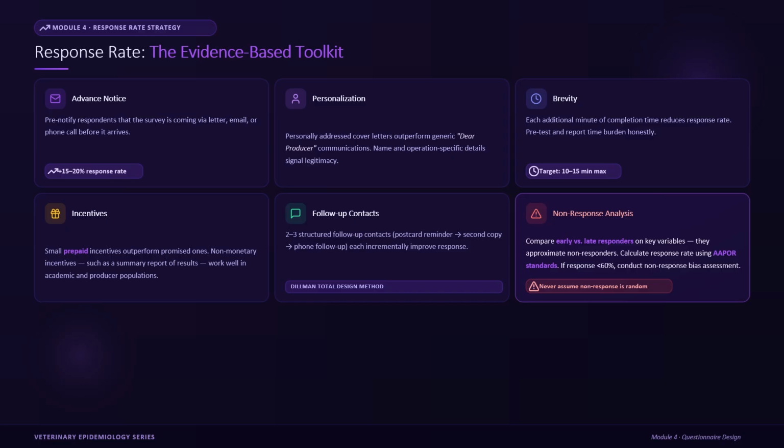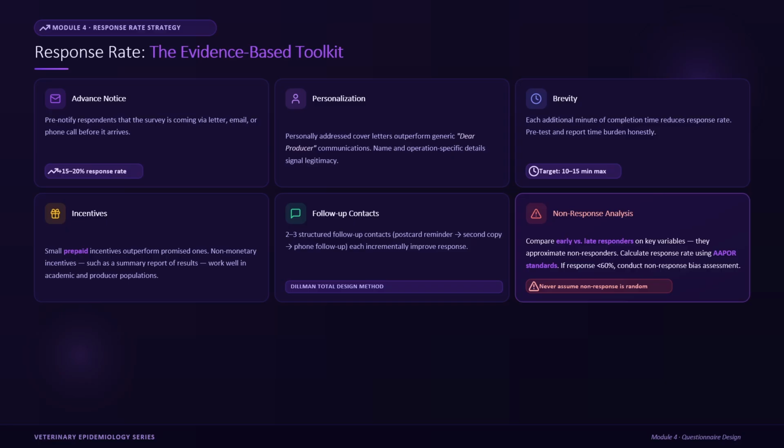Structured follow-up contacts, a postcard reminder, then a second copy, then a phone call, each incrementally lift response. Finally, do a non-response analysis. Compare early versus late responders on key variables. Since late responders approximate non-responders, calculate your rate to AAPOR standards, and if responses fall below 60%, run a formal non-response bias assessment. Never assume non-response is random.